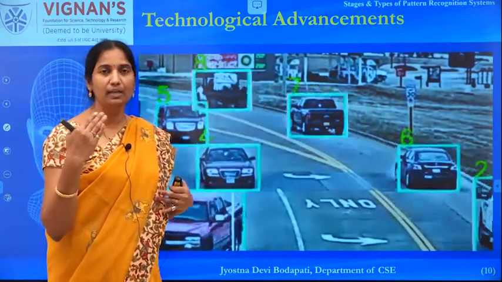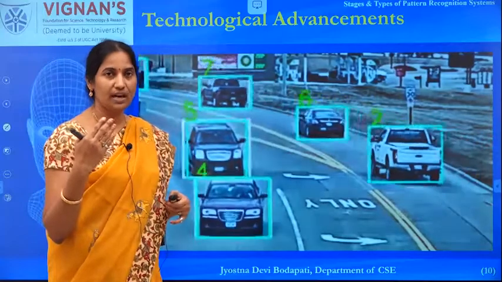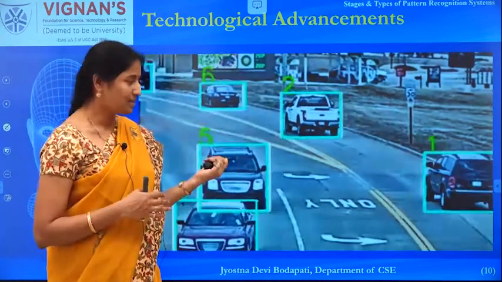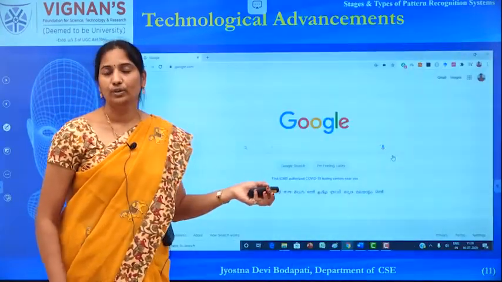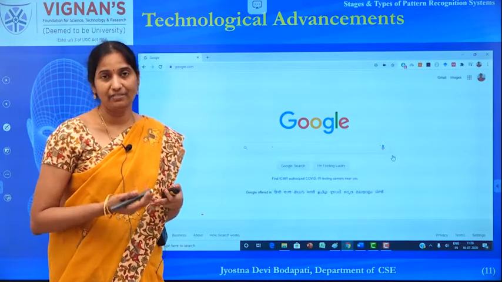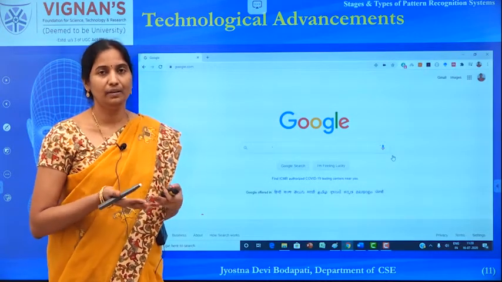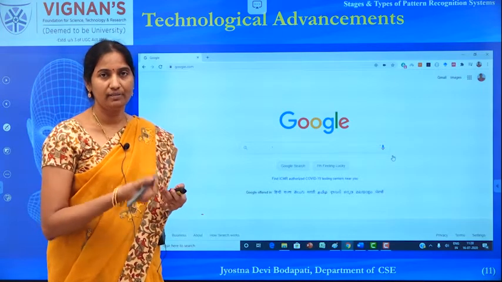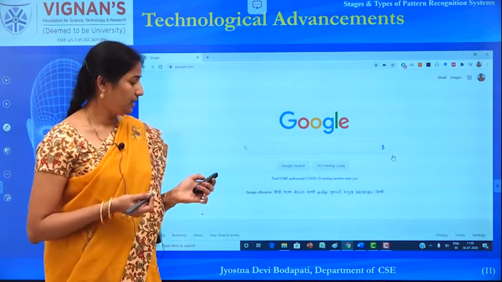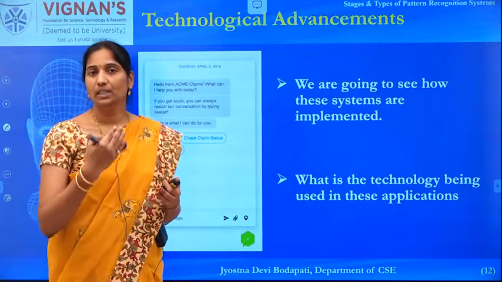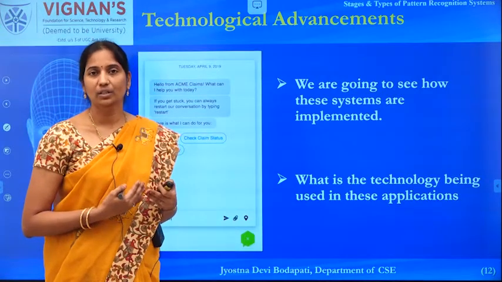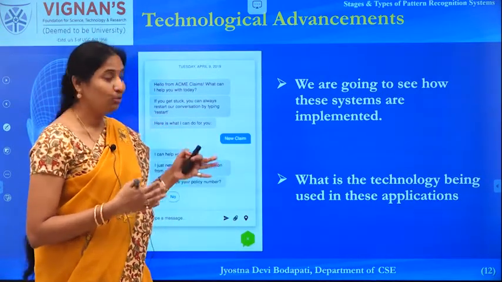So that dynamically the timing of the traffic signals is being changed. How is this happening? Google is not only accepting our text data for searching, it is also accepting speech data. When you utter a word, Google automatically retrieves all the web pages that are related to the word that we are uttering. How is this happening?